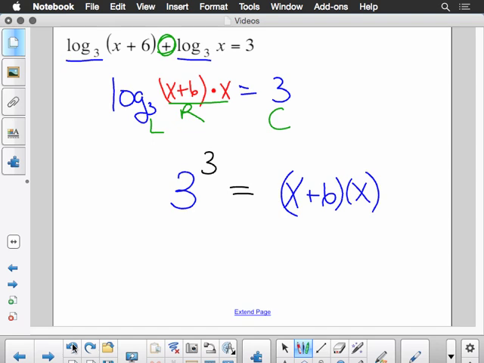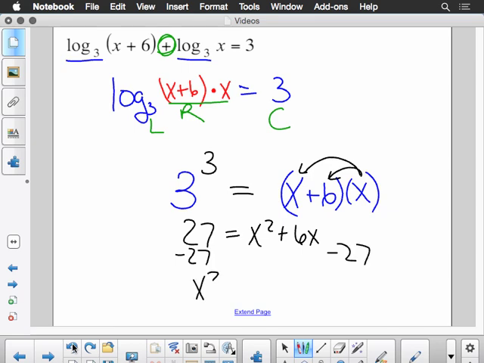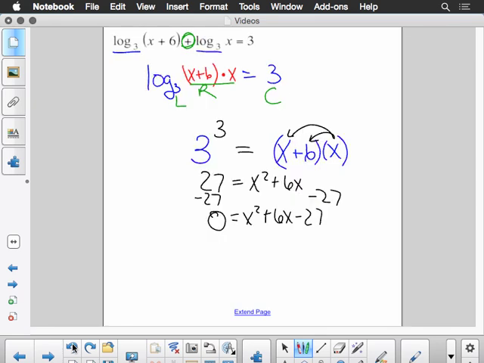So 3 cubed is 27, so I'm writing 27. And then I'm going to distribute my x across, so I have x squared plus 6x. I'm going to subtract 27 from both sides, so I'm going to have 0 equals x squared plus 6x minus 27. I don't like the way that extended the page, but that's okay, we can handle it.